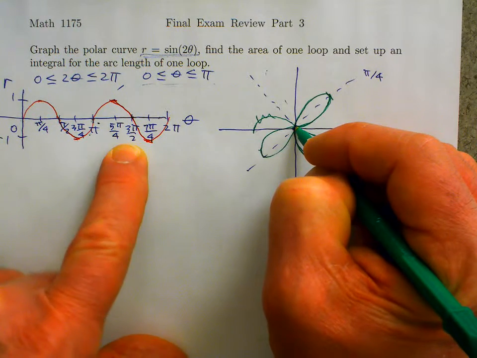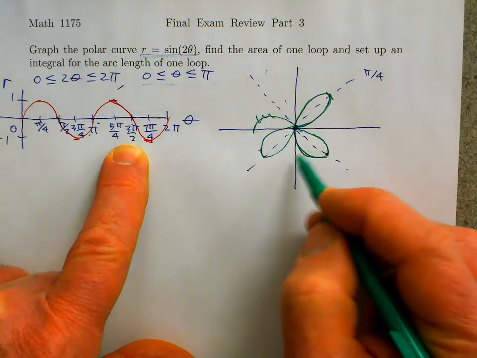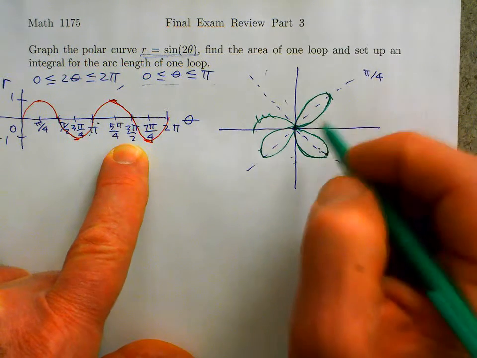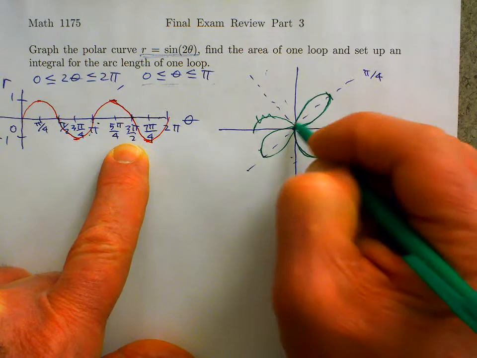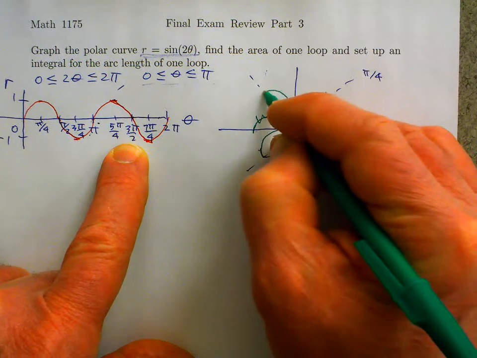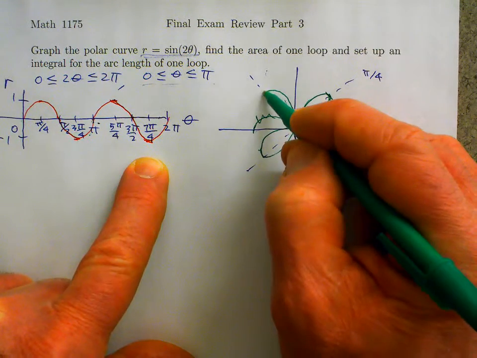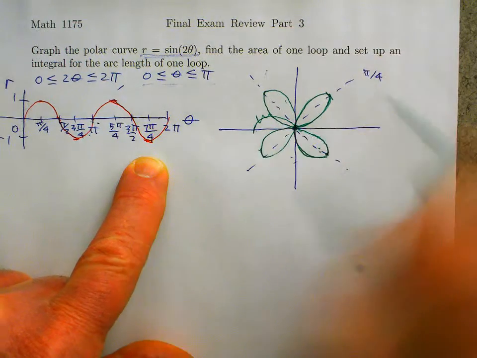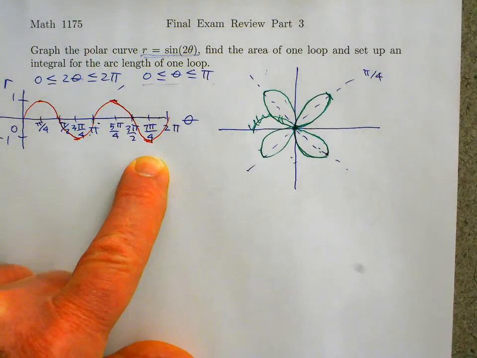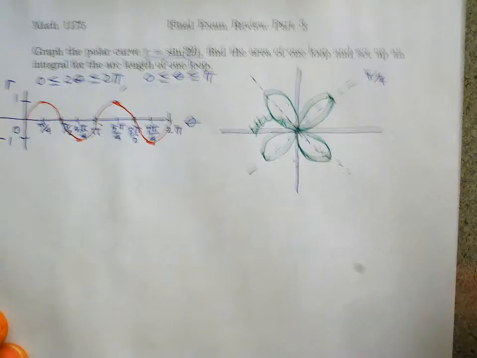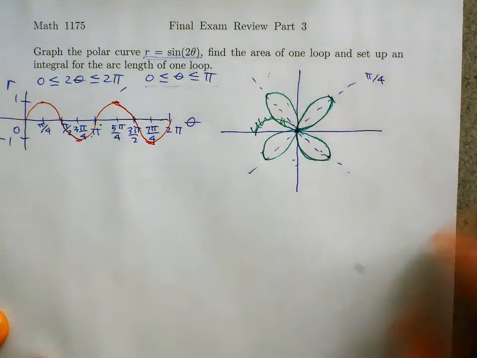Then from 3 pi over 2 to 7 pi over 4, the r values are negative, so we're up here again, and then back to 0. Okay, so that's the graph of the polar curve.